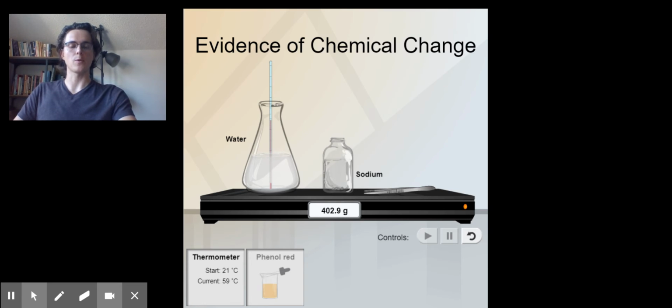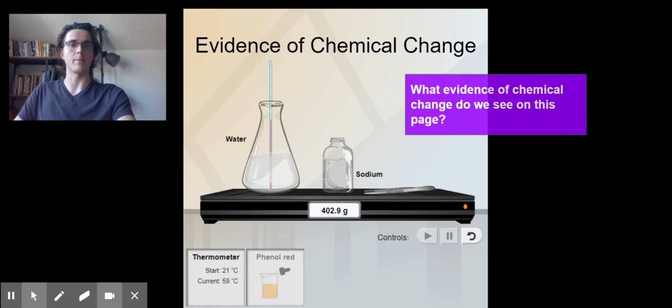So this is the screen that you saw in your Gizmo, and we have sodium and water, and we're mixing sodium with water to find out what happens. So take a look at this screen and find out what evidence you see that indicates a chemical change might have occurred. Pause the video, look around, and find some evidence.